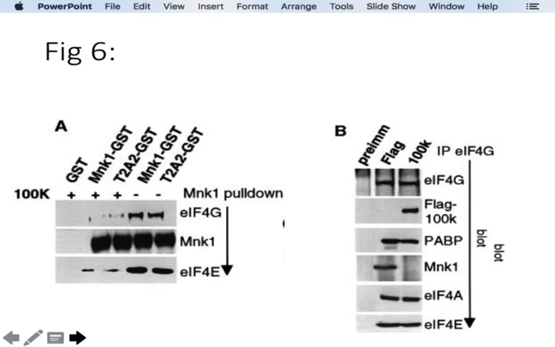And notice that they're doing an immunoprecipitation for EIF4G. They're saying there's flag not present because there's no 100K present. And then on the second one, the flag is on the 100K, specifically working with MNK1 to block it.